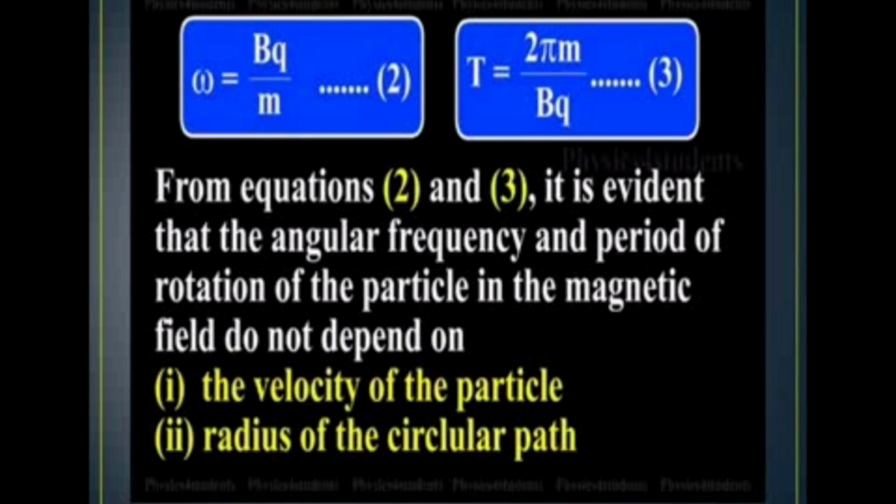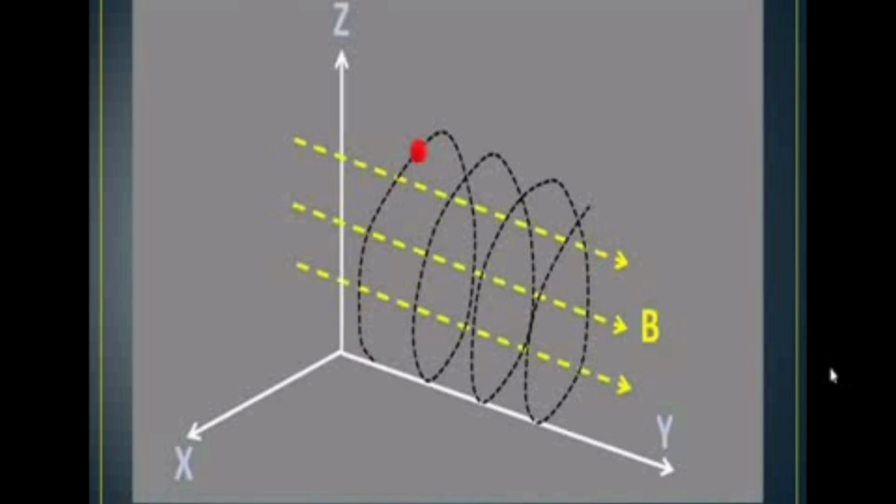So the time period is not depending on the velocity of the particle and the radius of the circle. Then how is it going? The particle does not depend on velocity. So whether it is a big circle or a small circle, the time period is the same. So the time period is not depending on the radius. It is not the case that a big circle takes more time and a small circle takes less time. So whatever may be the radius, the time period is the same for all the particles rotating and revolving in the magnetic field. Okay, so it is not depending on the velocity and the radius of the circular path.